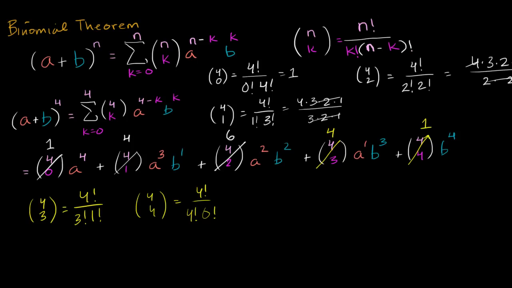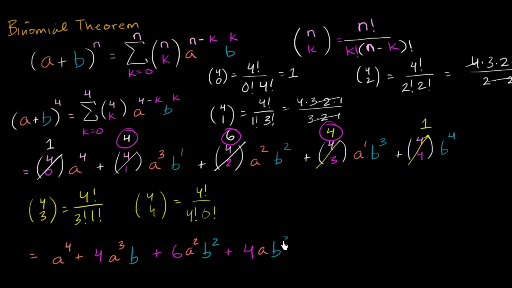And actually, let me just write that down since we did all that work. This is equal to a to the 4th plus 4a to the 3rd b plus 6a squared b squared plus, I think you see a pattern here, 4a times b to the 3rd power plus b to the 4th power.